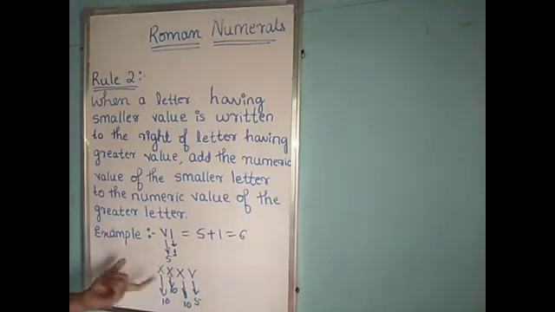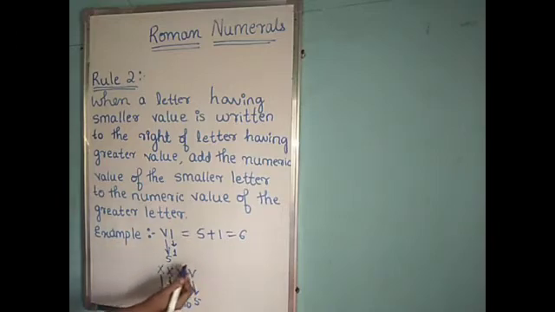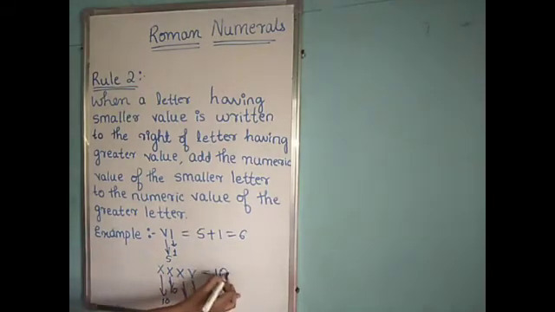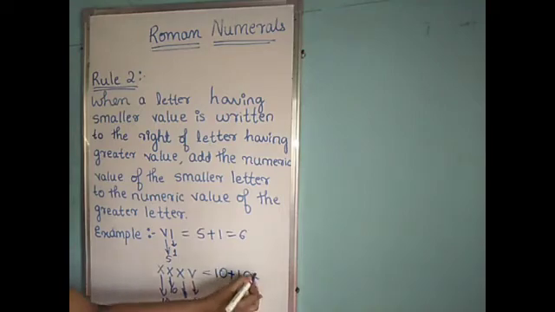X is the letter of greater value and V is the letter of smaller value. Here the letter of smaller value is written to the right side of the letter of greater value. So what do we have to do? We have to add the numeric values of both the letters. Here how many times is X repeated? 3 times. So we have to add 10 3 times plus 5.